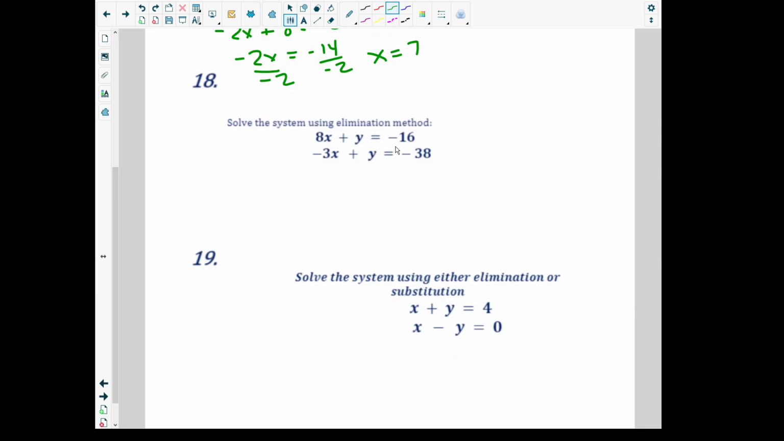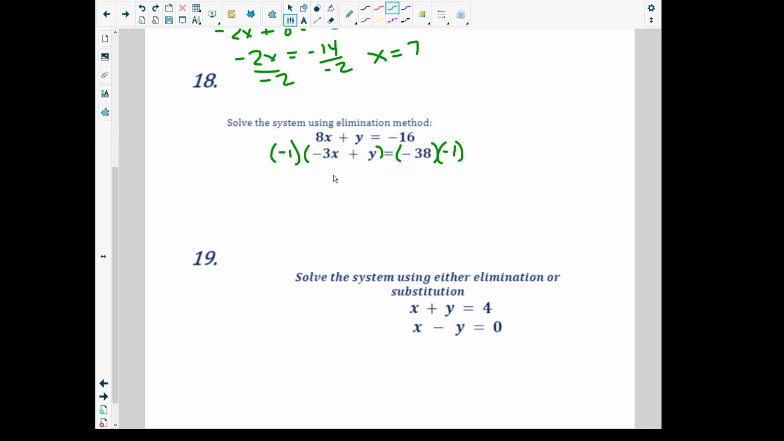Okay, solve the system using elimination. So basically, these are not matched up perfectly. But if I multiply the top, actually, let's multiply the bottom one, I think. Yeah, it'll get rid of some negatives. So I'm going to multiply the bottom one by negative 1, the left side of the bottom one and the right side of the bottom one.